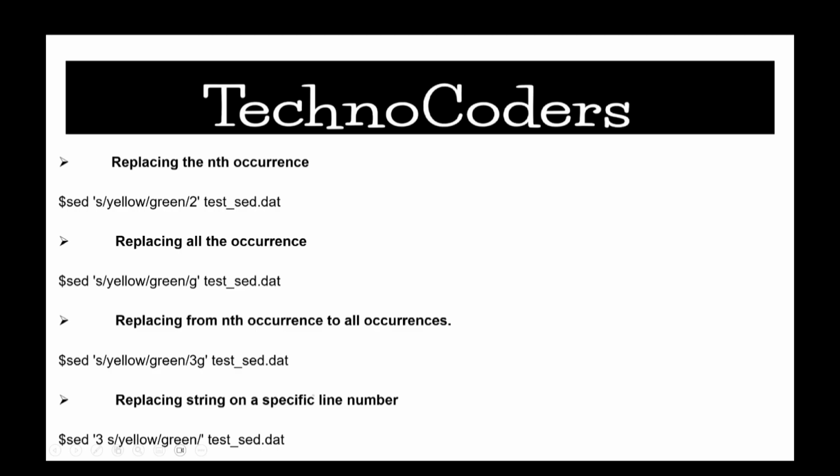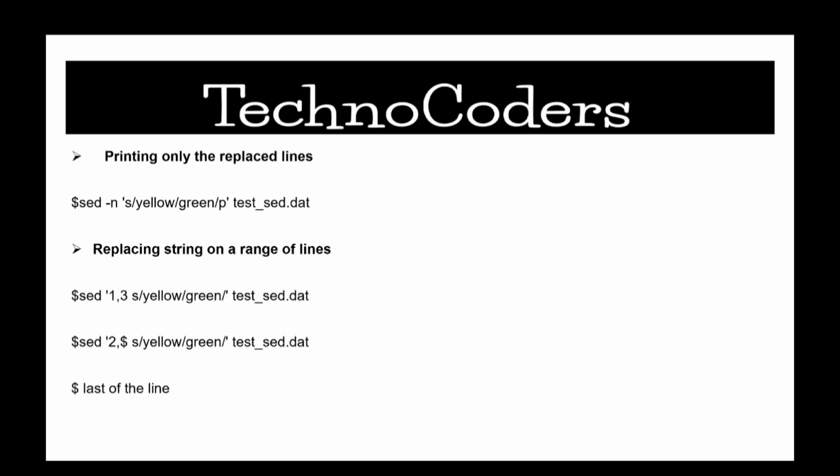But you don't want to replace all the lines. You want to only replace on the specific line number, then you can give the line number here. So what this command will do is, in line number 3, if it finds yellow, it will replace it with green. Again, the catch here is that only the first occurrence it will replace. If yellow is in line number 3 and is coming 4 times, it will not do that. Okay, so we will see all this with an example.